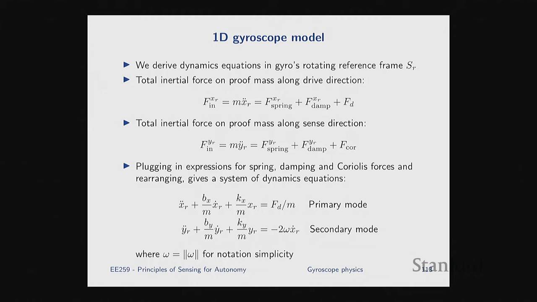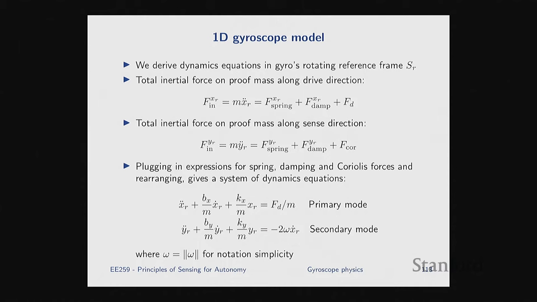Let's do the spring and damping expressions first. Just like the case of the accelerometer, we go with the simple linear models: Hooke's law for the spring and a linear damping factor with some constant B. Then the primary mode equation becomes x double dot plus B over m times x dot, that's the damping term, plus k_x over m times x_R, that's the spring term, equals F_D over m. And F_D is the active force that we're driving the mass with. And your secondary mode becomes, essentially, the left-hand side is the same.